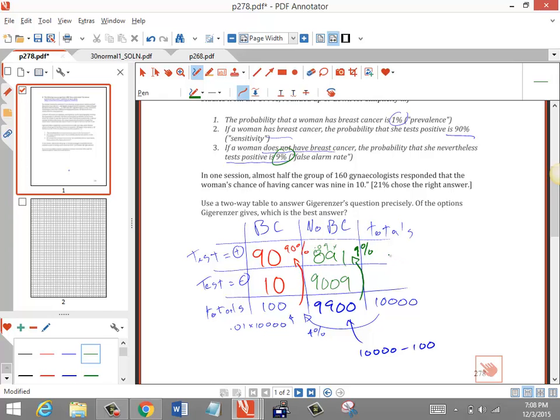So we now can add these up, right? What's 90 plus 891? 981. And then 10 plus 9,009 is going to be 9,019. Now, the thing you can do to check is add these up: 1 plus 9 is 10. Okay, good. This plus that should add up to 10,000, right?